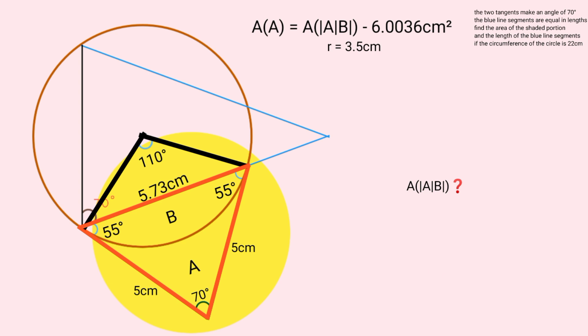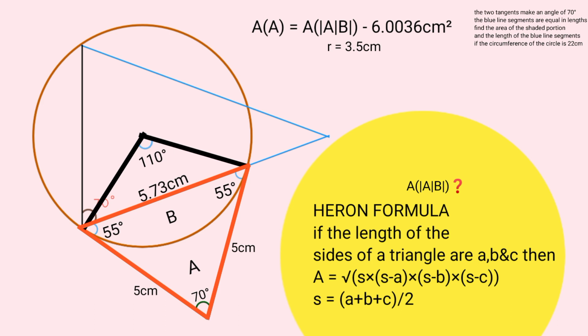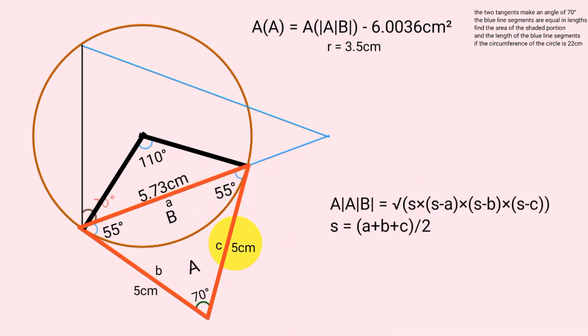Substituting here now, since we have the length of all the sides of the triangle, we can use Heron's formula to find its area. By Heron, if the lengths of the sides of a triangle are represented by A, B, and C, the surface area of the triangle must be the square root of S times (S minus A) times (S minus B) times (S minus C), where S equal to (A plus B plus C) over 2. So if we let this be A, this here B, and this C, A equal to 5.73, B equal to 5, and C equal to 5.